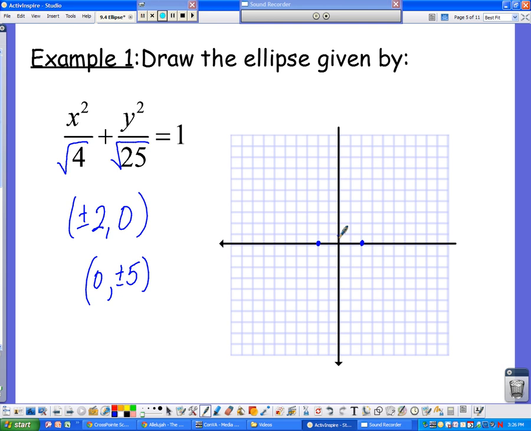So on the y-axis, 1, 2, 3, 4, 5. 1, 2, 3, 4, 5.